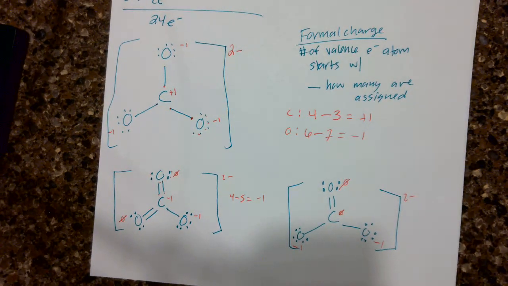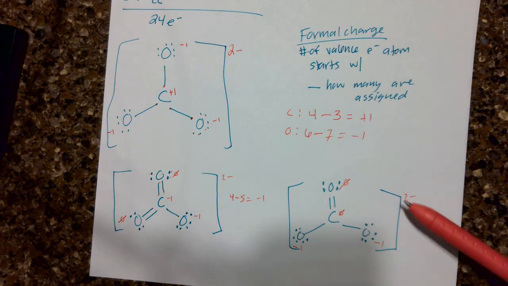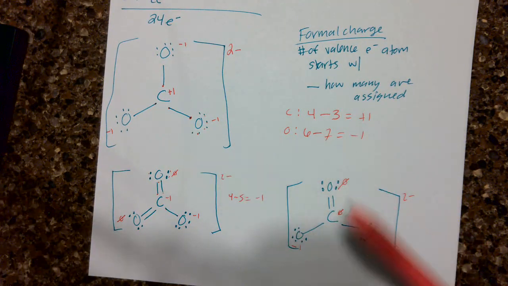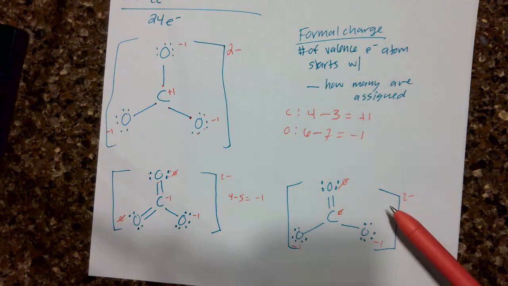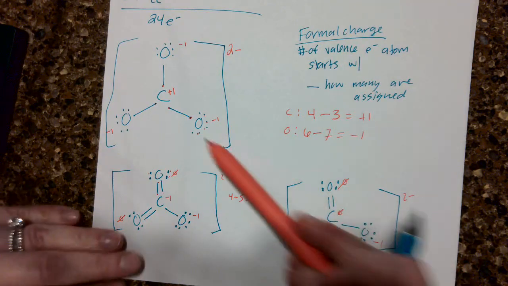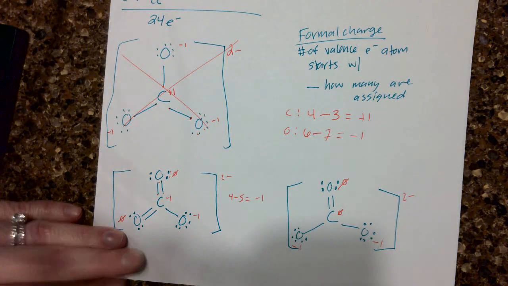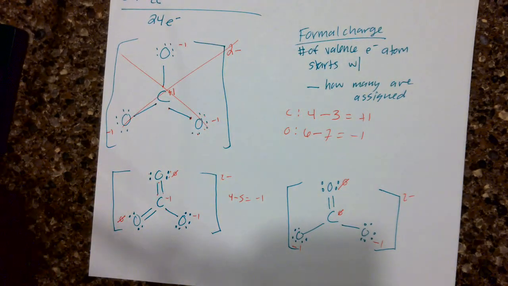And then counting everything up to make sure we have 24 electrons and that we're getting this charge of -2 here. So this is the best one out of all of these that we drew, right? Because this one is out of the picture because everything on him is charged. So that's not going to be very good. Things don't like being charged.